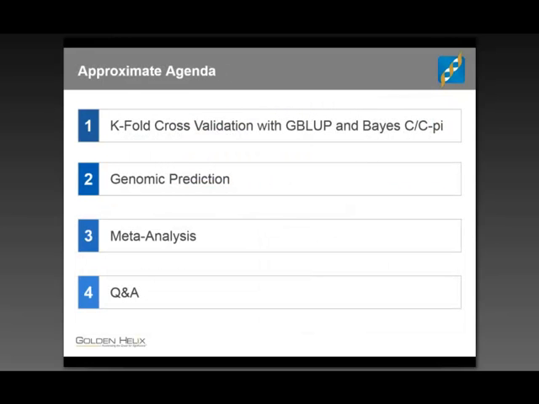So just our approximate agenda. First, before we can talk about genomic prediction by itself, we need to talk about k-fold cross-validation that uses GBLUP, Genomic Best Linear Unbiased Predictors, and Bayesian Pi. This in and of itself can also be a genomic prediction method, but we will be talking about the two different ways to do genomic prediction. And then the last portion we'll be talking about meta-analysis. Now, these are not necessarily interconnected, but they're just two new exciting features that we want to talk about, and then we'll wrap up with questions and answers.